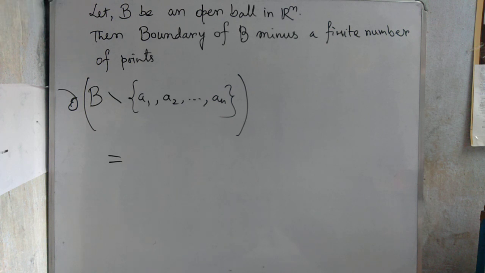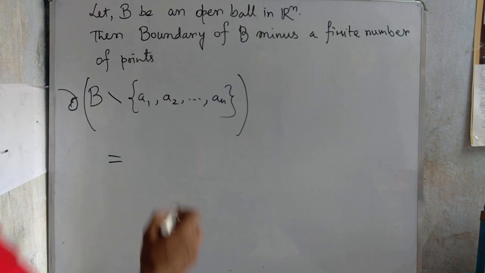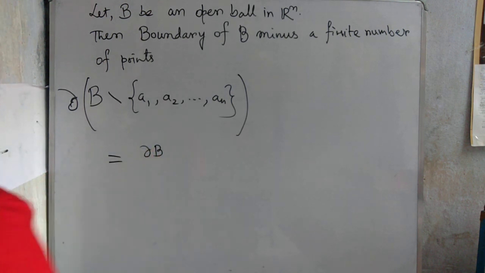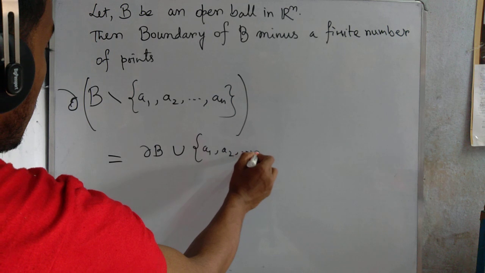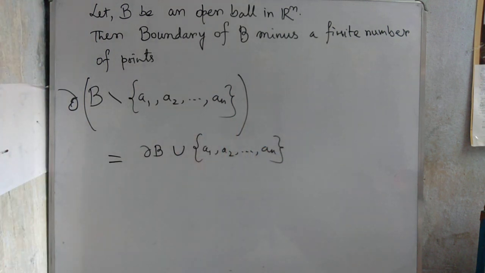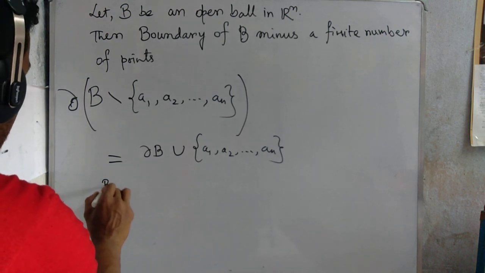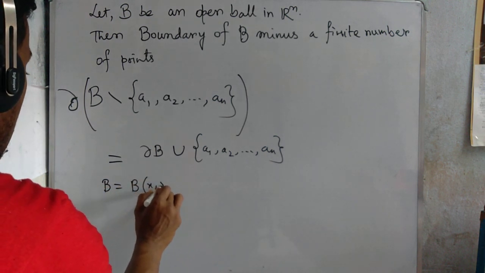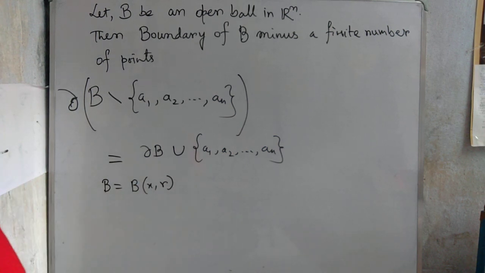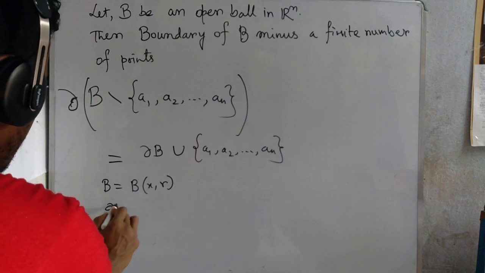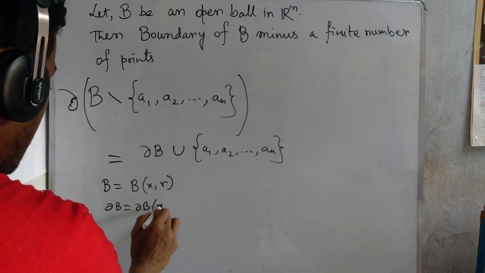Okay, that means here, if this one, del V, obviously is the boundary of this, and the union of this one, A1, A2, dot dot dot An, are also boundary. Then del B equal to what? If B equals, if we consider B(x, r), then here del B equals del B(x, r).